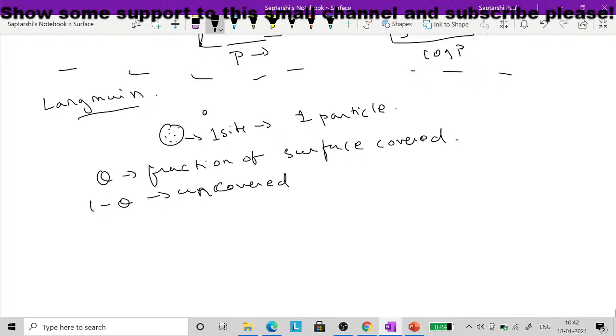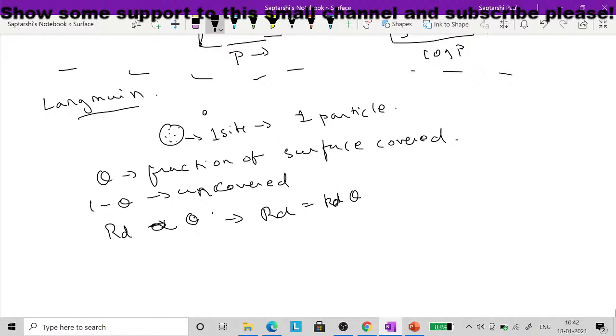Therefore, you can say that the rate of desorption, what is desorption? Desorption is the opposite of adsorption. Desorption happens from the site that is covered, and this is proportional to theta, right? Because desorption has to occur from the site which is covered, because it is getting desorbed. First it has to be covered, then only it can get uncovered, right? So it has to be proportional to theta. Therefore, if we introduce a proportionality constant, we can say R d is equal to K d theta.